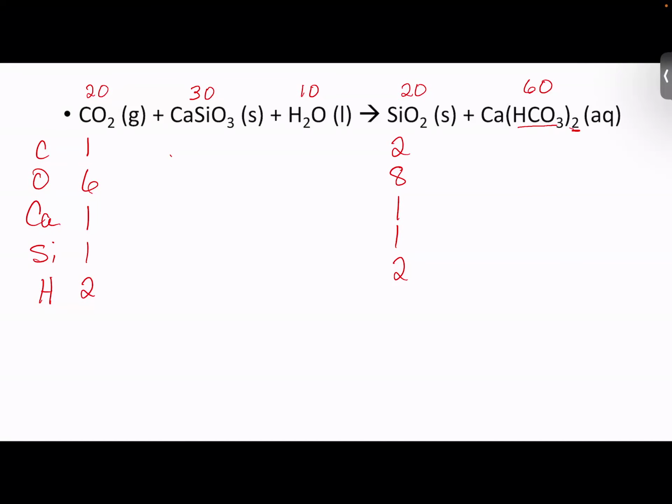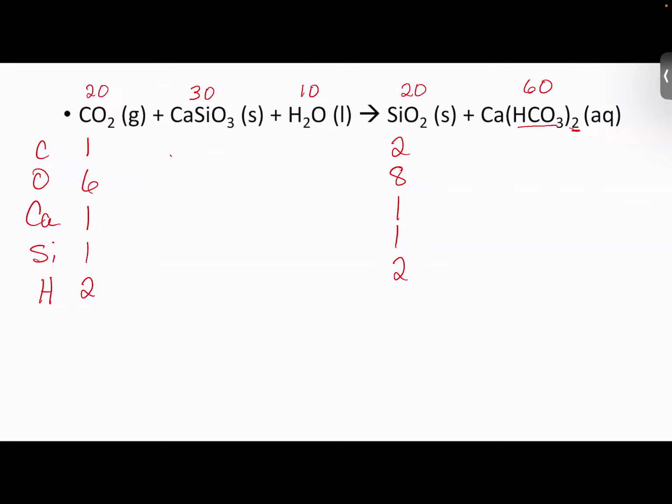And this one's going to be fun. So the first thing I'm going to do is balance out the carbon. Why did I choose carbon over oxygen? Because everything up there had oxygen. You don't want to do that to yourself if you can avoid it. Okay, so I'm going to balance the carbon.